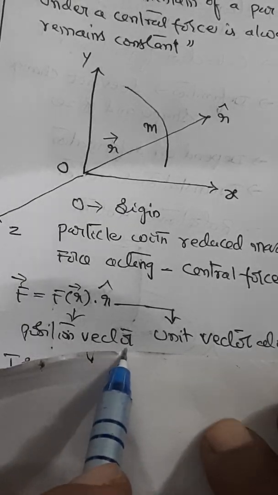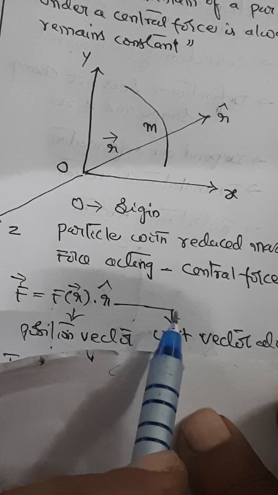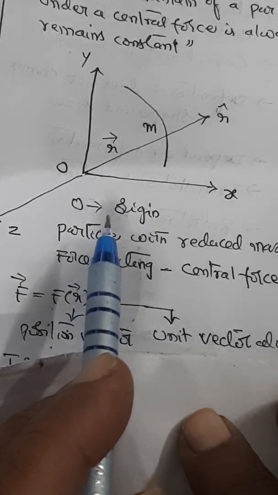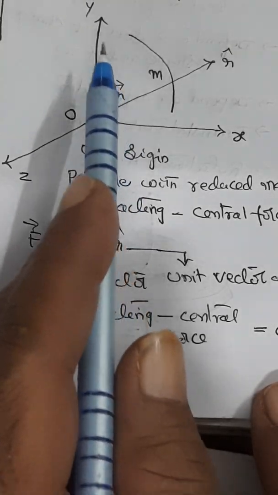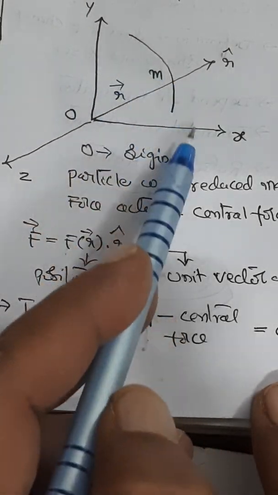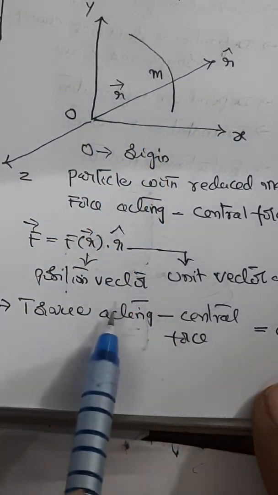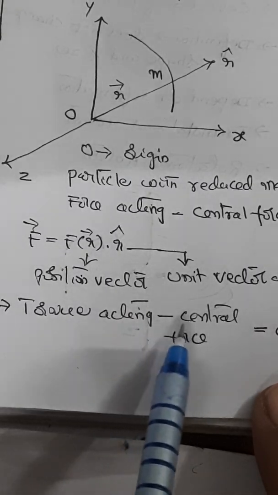So naturally, a torque is acting on the particle subjected to the central force. That will be 0. So torque acting on the particle subjected to central force is 0. That means this, of course, this is an arc, one of the paths of circular motion. So the torque acting on the particle subjected to a central force is 0.